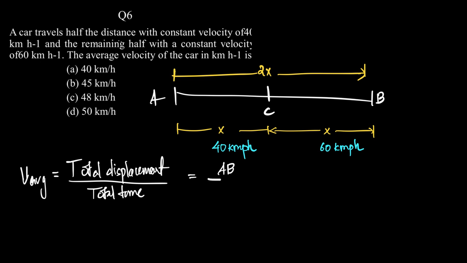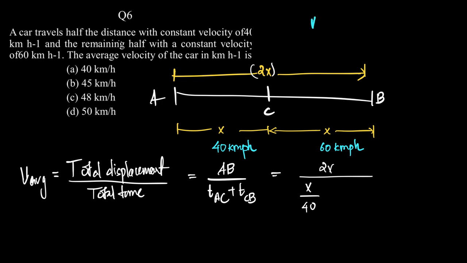Okay, so we have AB whole upon, what's the total time taken? Let us say we don't know the total time taken, so we'll split it into two: time taken to cover AC plus time taken to cover CB. Now let us substitute. What is the measure of AB? AB is 2x. So we have 2x the whole upon. What is AC? AC is x upon 40. Why? I'll explain that also.